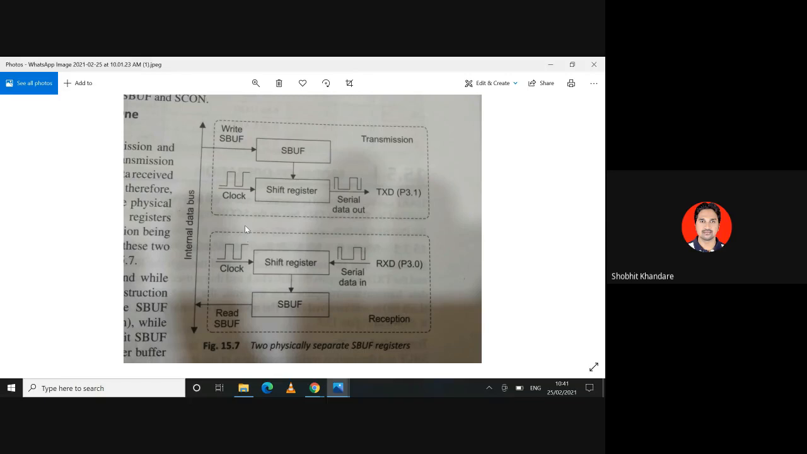Okay, so this is about the SBUF register. So we understood, this is an 8-bit register which will hold only data, the data of 8 bits.